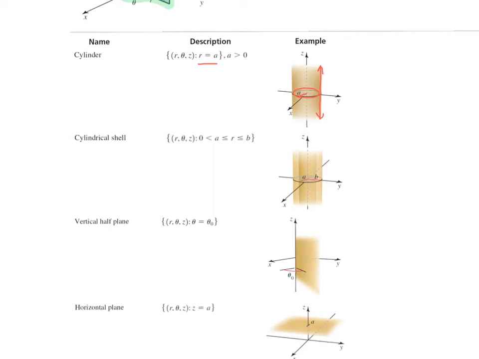Very simple formula. If we restrict our z values, we can create a cylinder that does end. So let's say that our z values are going to go between 0 and 2. Let's say this is 2 here. Then we can create our usual cylinder that actually does have an ending value.